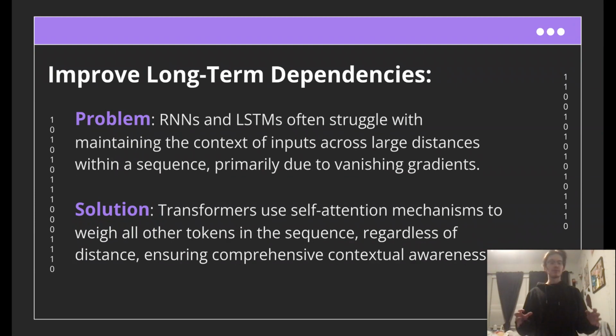With very large sequences, where the distance between related words is large, recurrent neural networks would be prone to the vanishing gradient problem. Transformers use self-attention to weigh all the other tokens of the sequence regardless of the distance, which ensures this contextual awareness.